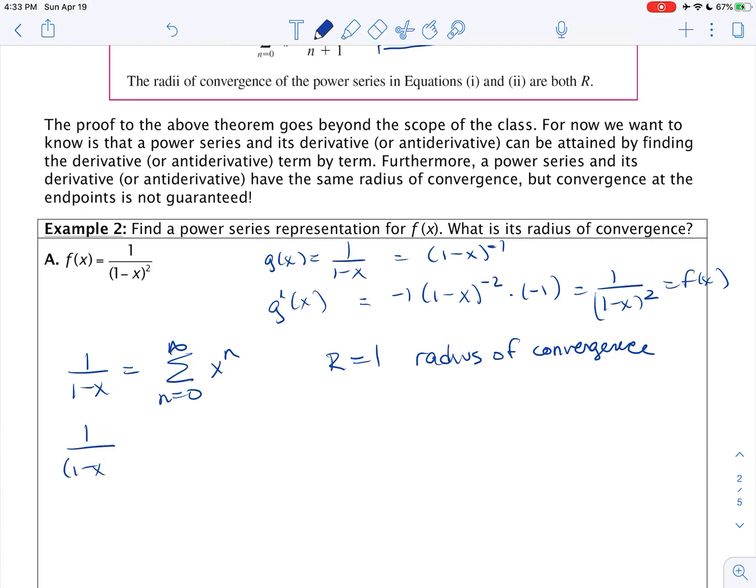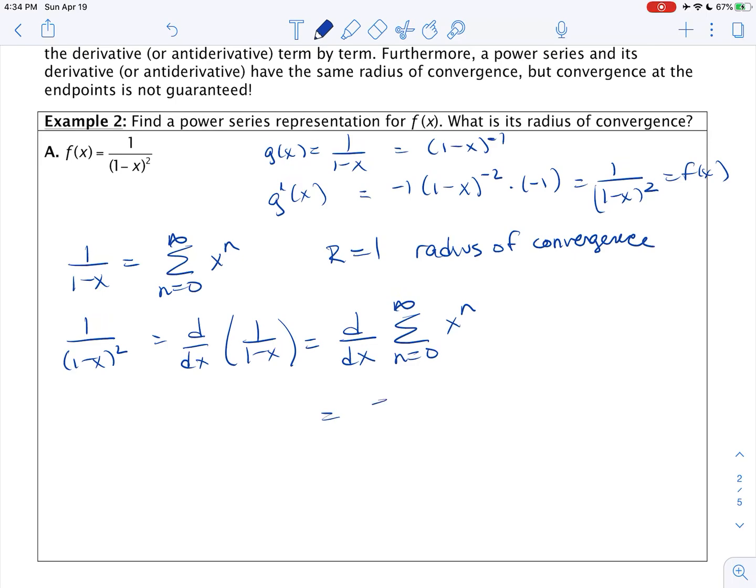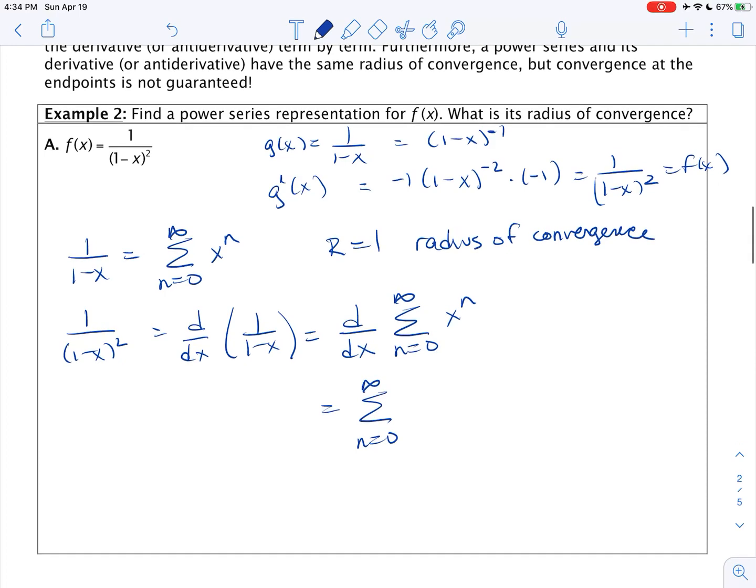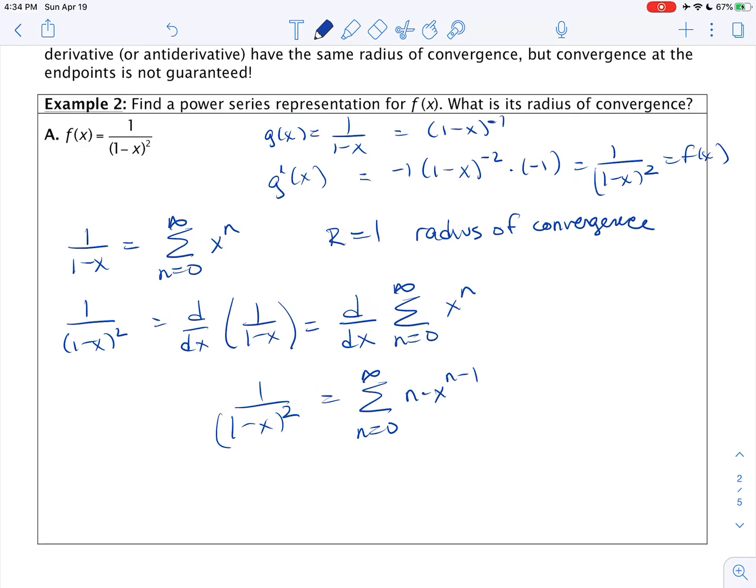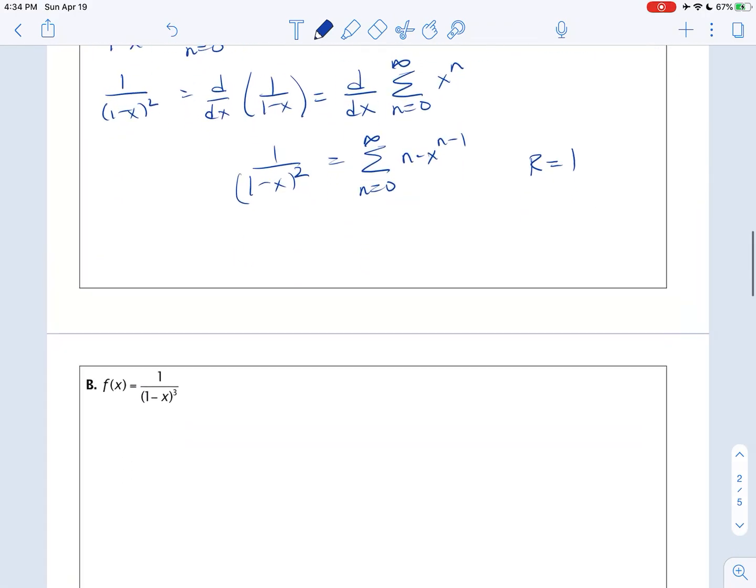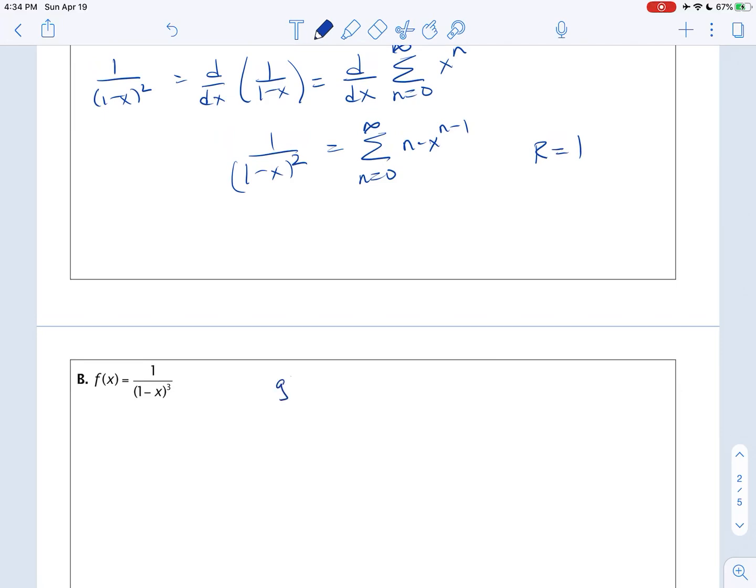And so if I take 1 over 1 minus x squared, that's going to be equal to the derivative with respect to x of 1 over 1 minus x, and that's going to be the derivative with respect to x of my infinite sum, x to the n, and I'm going to take that term by term, and that's just going to be the sum from n equals 0 to infinity, and I'm going to take the derivative of x to the n, and that derivative is going to be n times x to the n minus 1. So I have that 1 over 1 minus x squared is going to be the infinite sum of n times x to the n minus 1, and my radius of convergence is still going to be 1. Good. All right. I can do that again.